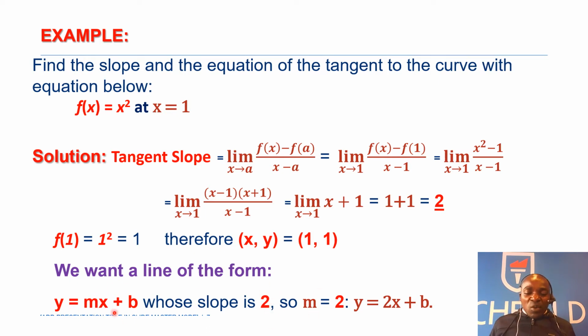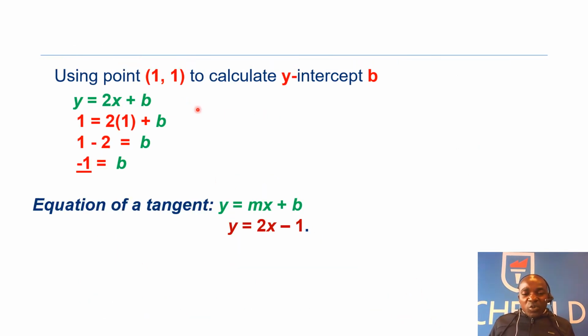We already have a slope, so we substitute this slope into the equation y is equal to mx plus b, and we have y is equal to 2x plus b. But now we don't have the value of b, so we need to solve for b. To solve for b, we substitute the value 1 for y and the value 1 for x into y is equal to 2x plus b. Then we have 1 is equal to 2 times 1 plus b, and we make b the subject. When 2 jumps to the other side of the equal sign, it becomes negative. That's how we have 1 minus 2 is equal to b. So our value for b is minus 1.